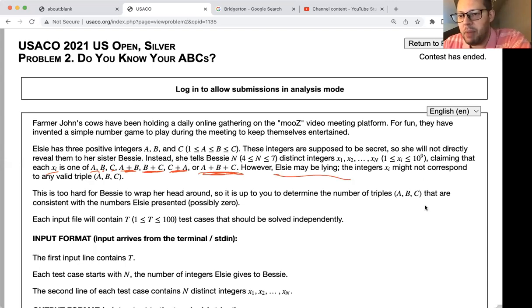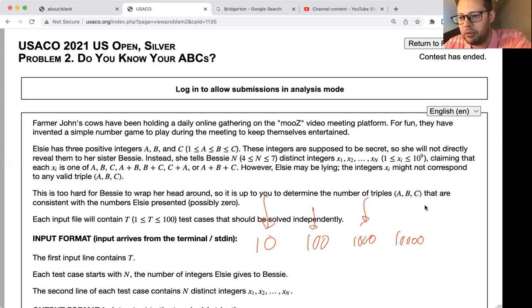However, Elsie may be lying. The integers xi might not correspond to any valid triple ABC. So for example, just as a simple one, if we had like 10, 100, 1,000, 10,000, if they had given us these numbers, there's no way that any combination of these are going to add up to 10,000. If this was A, then yeah, we would have to have like a B of 90 to get the 100.